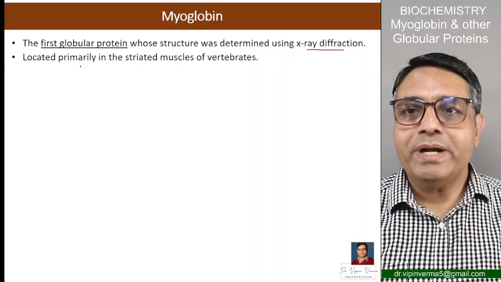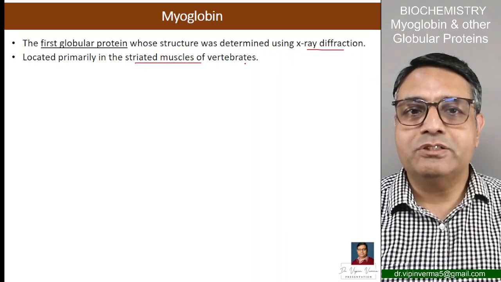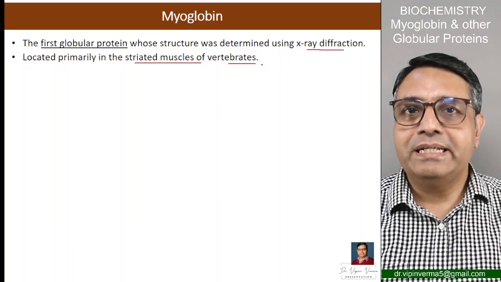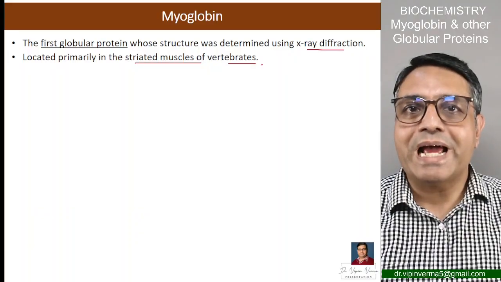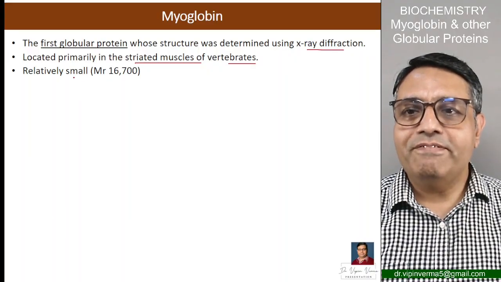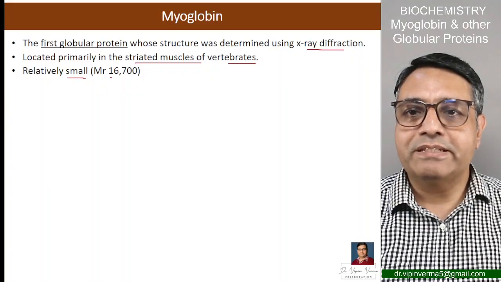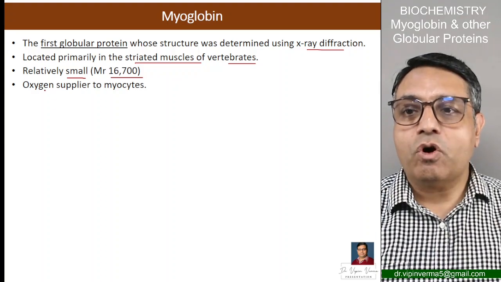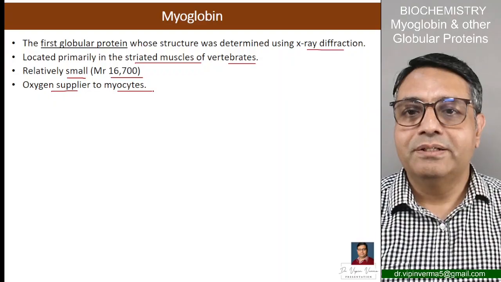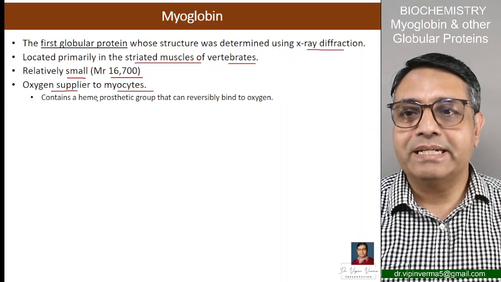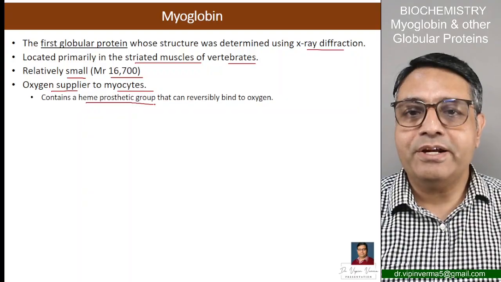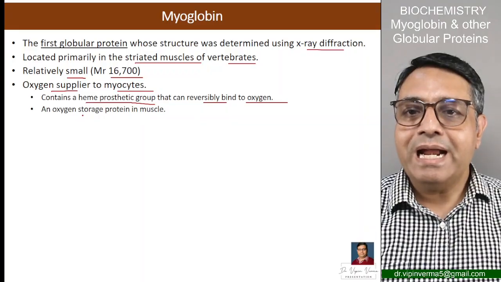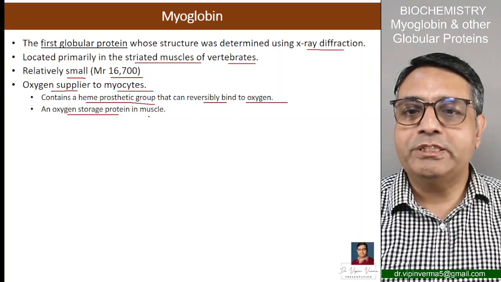So it is located primarily in the striated muscles of the vertebrates. All right, and you know that these striated muscles take part in all the movement activities. So this is a relatively small protein and the molecular weight is somewhere around 16,700, and it is the major oxygen supplier to myocytes. So basically it holds the oxygen. It contains a heme prosthetic group which can reversibly bind to oxygen. Okay, and it is also an oxygen storage protein in muscles.